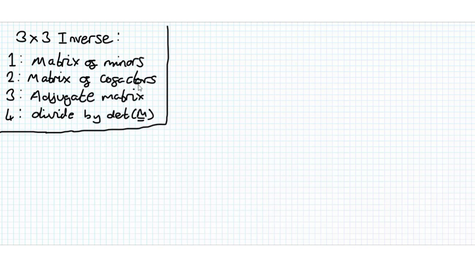The matrix of cofactors: we use our little almost checkerboard matrix of pluses and minuses, and we just go through and change the sign of the matrix of minors, and that gives us our cofactor matrix. Then for the adjugate matrix, we find the transpose of the cofactor matrix, so we just swap the rows and columns over. And before all this we'll find the determinant of our matrix M, and then we just divide the adjugate matrix by the determinant, and that gives us the inverse.